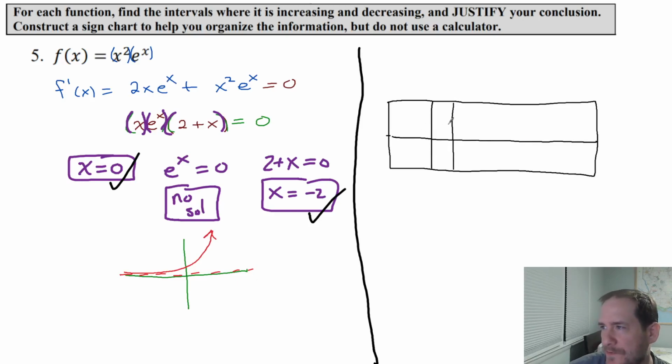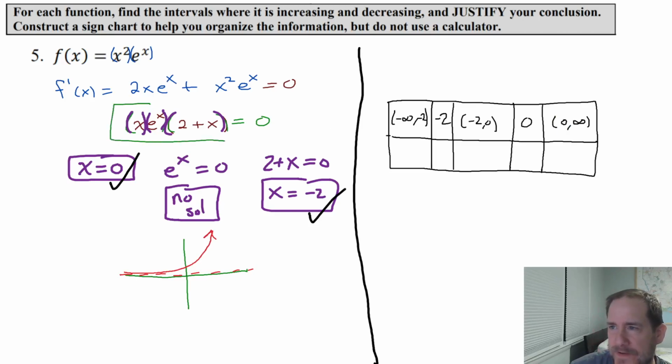We're going to want that first critical value right here, the negative 2. We're going to want the next critical value right here, 0. And then my 3 intervals would be negative infinity to negative 2, negative 2 to 0, and 0 to infinity. And again, if I were you, I would be evaluating this factored form. So think of the derivative as just an x times an e to the x times a 2 plus x.